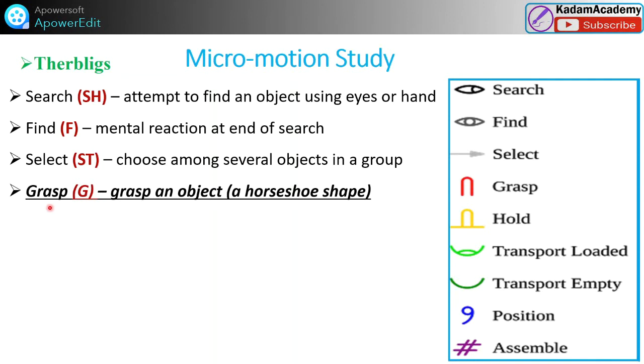Next is the grasp. Grasp is represented by symbol G, to grasp an object, and it is represented by a horseshoe shape. See here, the horseshoe shape. This is the grasp symbol, and the color is also shown to you. Next is hold. Hold is H, to hold an object, and this is the symbol, a horseshoe shape placed on a line. So this is the symbol for hold.